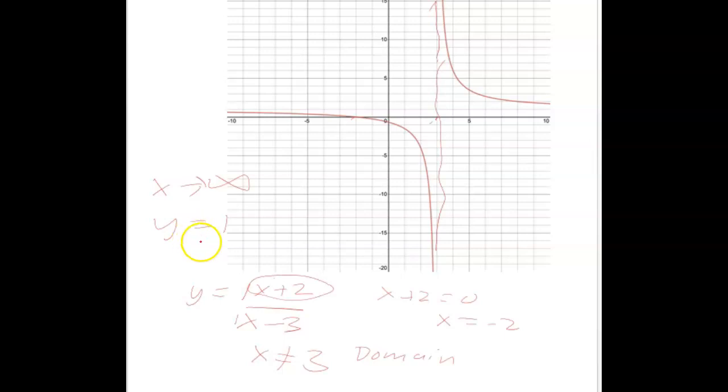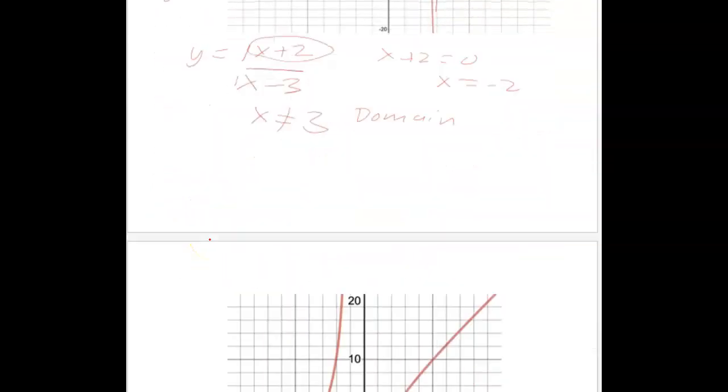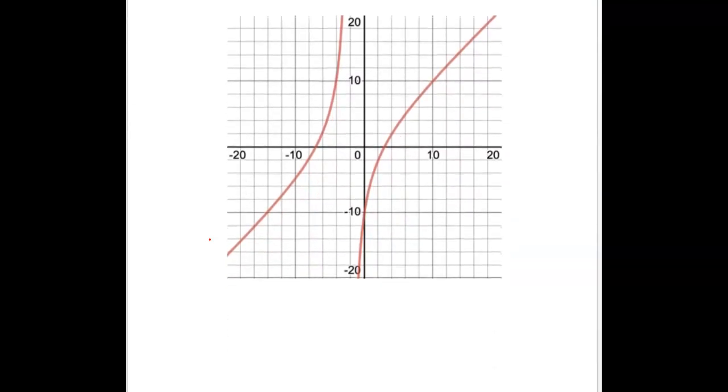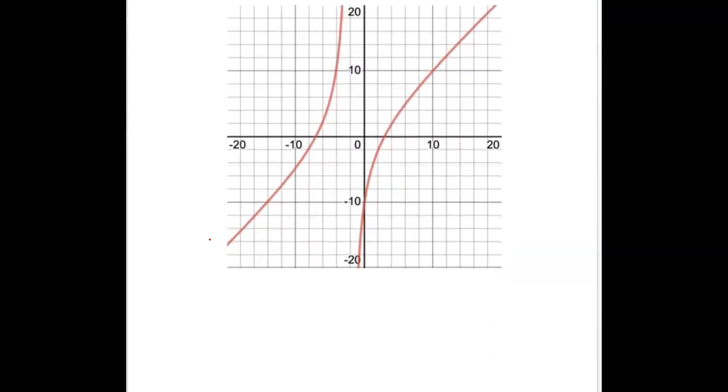So I'm just going to show you a couple more graphs so you get the idea. All right, here's another graph. This is kind of fancier. So this graph is in some ways similar to the function we had before. This function is y equals x minus 3 times x plus 7 over x plus 2.